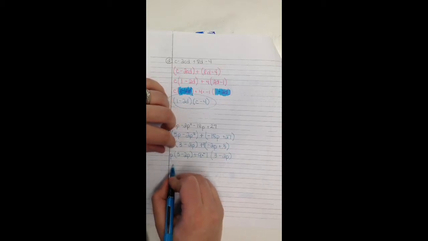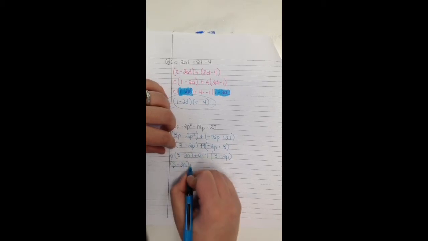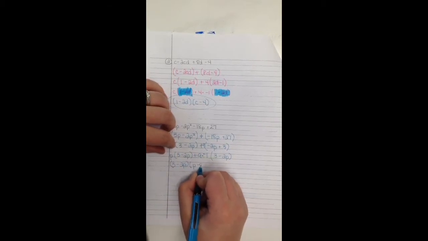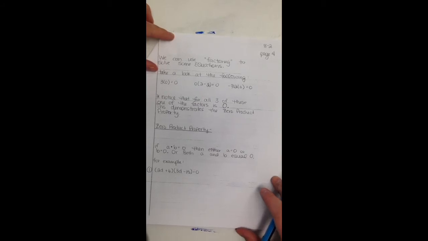I have 3 minus 2p factored out times p minus 9. Okay. Turn to the next page. We can also use factoring to solve equations. So we were just factoring monomials, which are just expressions, but now I'm going to talk about equations.